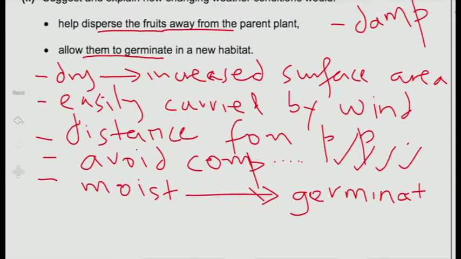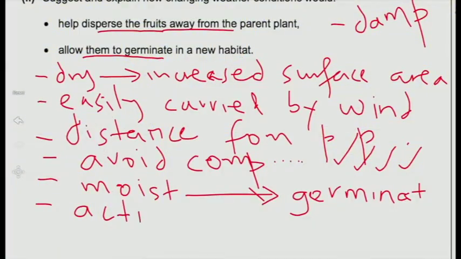Remember, for germination to occur, there must be moisture, suitable temperature, and oxygen, right? So the moisture is a requirement for germination. What exactly is the contribution of the moisture there? It will activate enzymes. So let's write that one down. Moisture will activate enzymes.